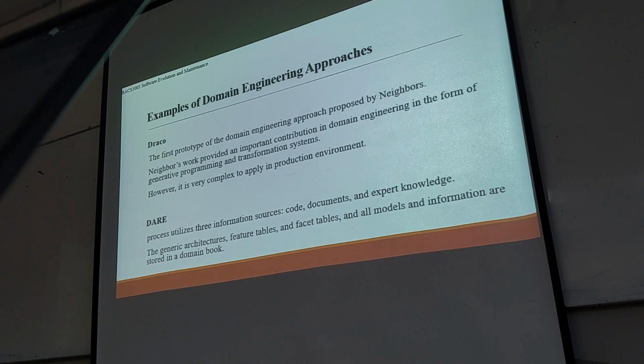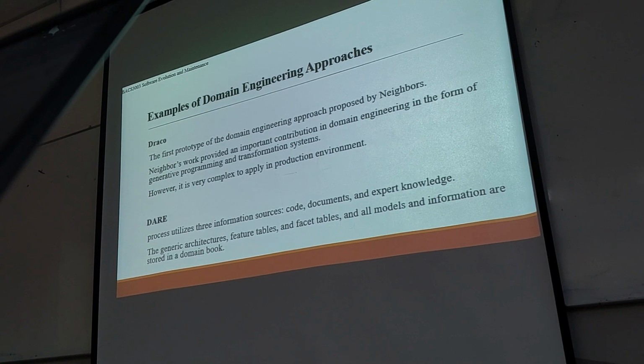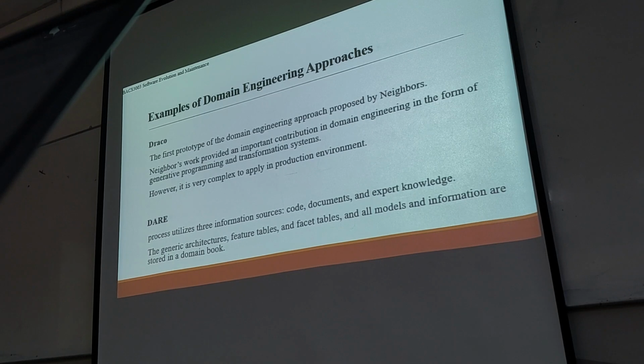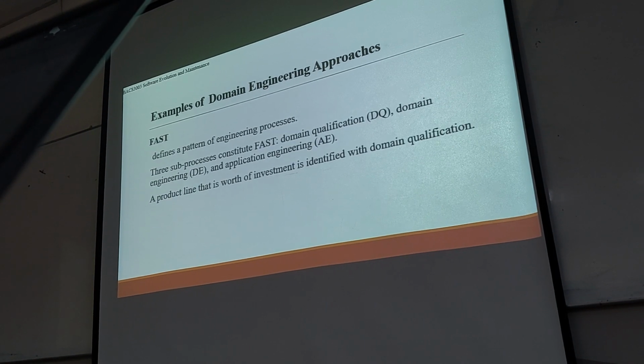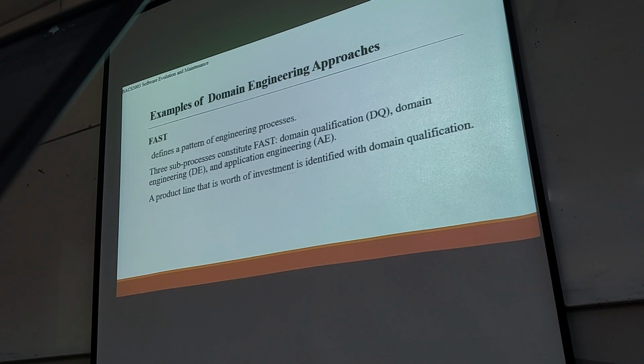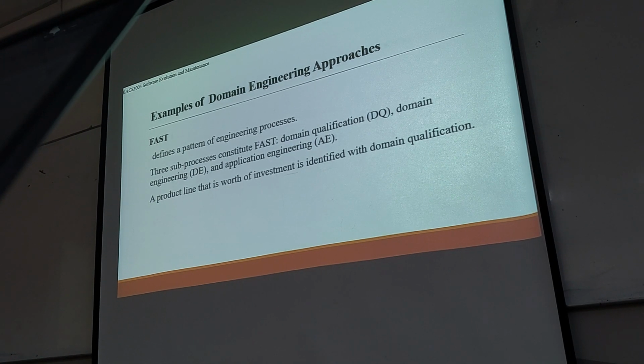And DARE is another approach for domain engineering. They utilize three information sources: code, document, and expert knowledge in producing the reuse product. Next one, FAST. This is to define the engineering process for reuse. There are three sub-processes here: domain qualification, domain engineering, and application engineering.